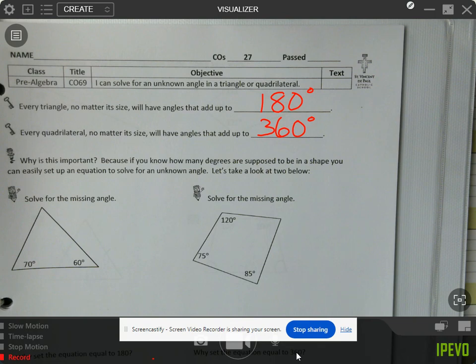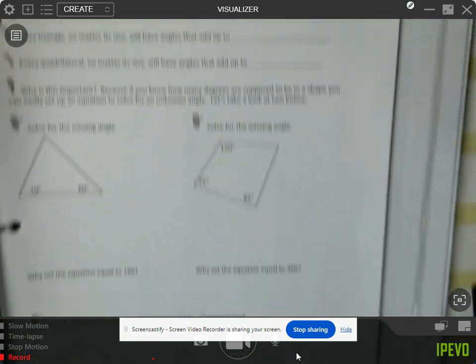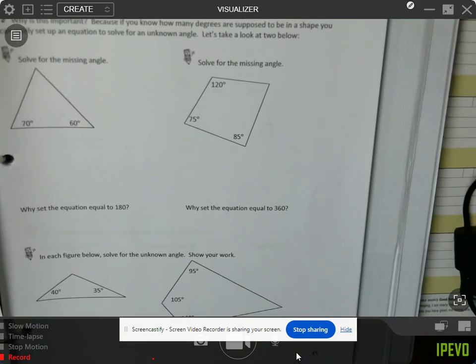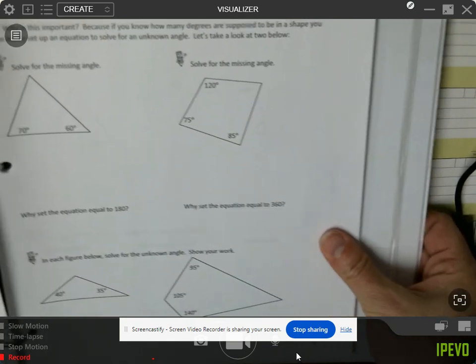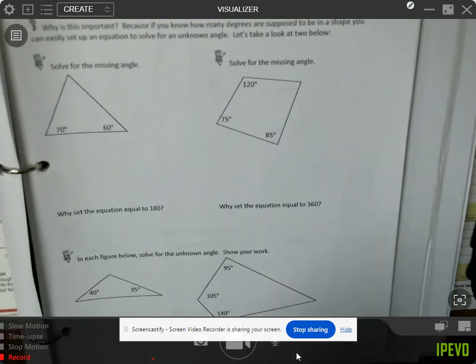Important to know, because if you know how many degrees are supposed to be in the shape, you can easily set up an equation to solve for the unknown angle. So on your help sheet, you're going to want to have those two magic numbers. Solve for your missing angle. If our triangle has 70 degrees and 60 degrees, what is our unknown angle?